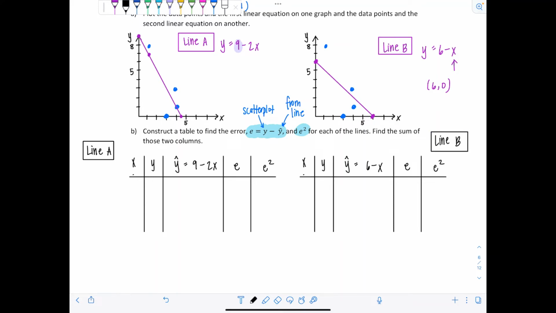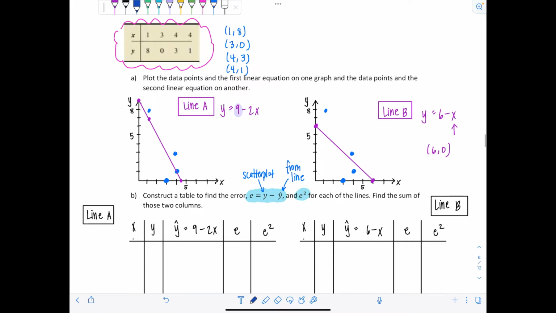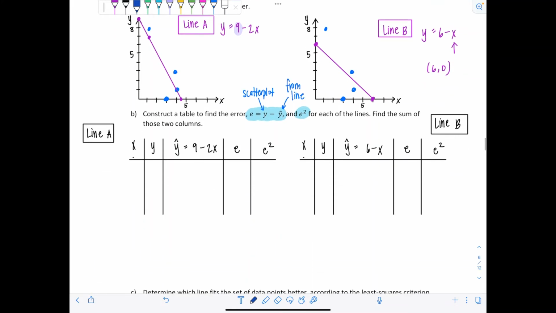Okay. Let me remind you what the values were from the scatter plot. So x and y, I'm just going to transpose these. It's (1, 8), (3, 0), (4, 3), (4, 1). And then again, same thing here: (1, 8), (3, 0), (4, 3), (4, 1).